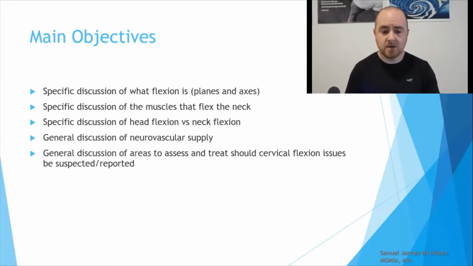Our main objective here is going to first begin with a specific discussion of planes and axes to allow us to explain what flexion is, a specific discussion of the muscles that flex the neck, and we're going to compare and contrast that with the muscles that flex the head versus muscles that flex the neck. We're going to have a specific discussion, as I already noted, of head versus neck flexion, and couch that in the concept of relational motion, or one thing stays still and one thing moves in relation to it. A general discussion of the neurovascular supply of the region, and a general discussion of areas to assess and treat should cervical flexion issues be suspected or reported by the patient.